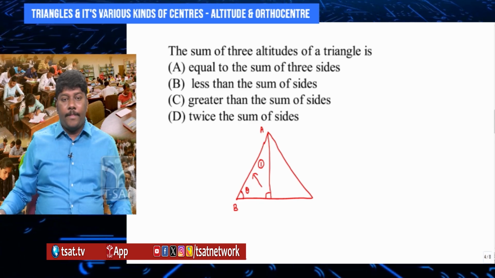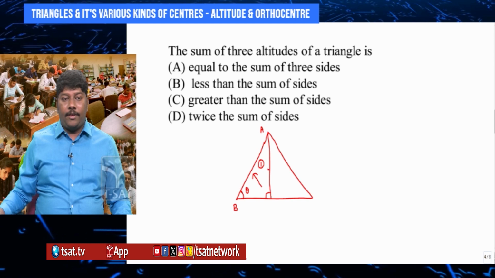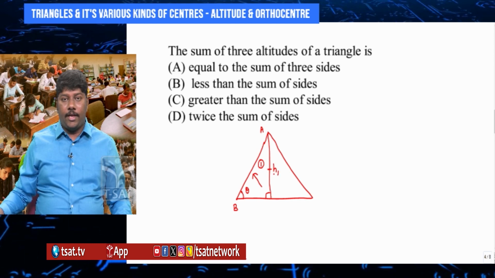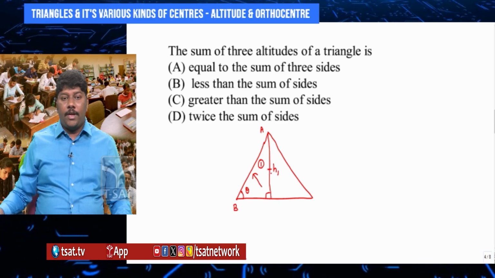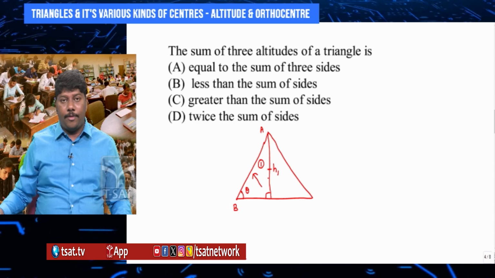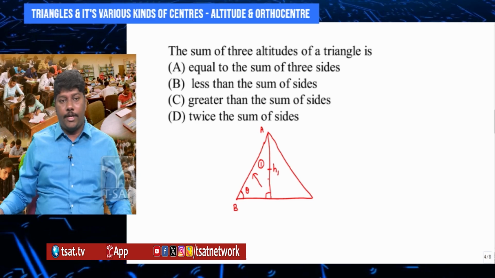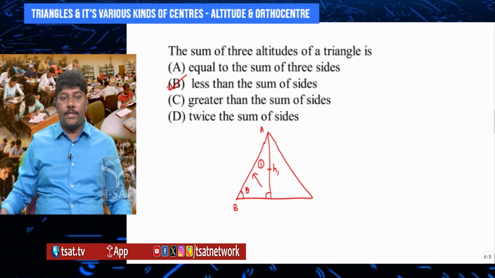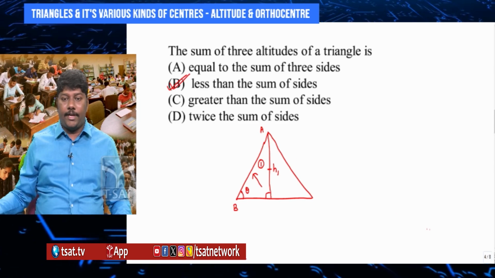In any triangle, the hypotenuse is the larger side. Therefore you say AB is greater than this particular altitude. Let's say this altitude is H1. So AB is greater than H1. In the same way you can say H2, H3 also. If you do the sum of all the sides, it is greater than the sum of all altitudes. Therefore the sum of altitudes is less than the sum of sides. So the correct answer is less than the sum of sides.